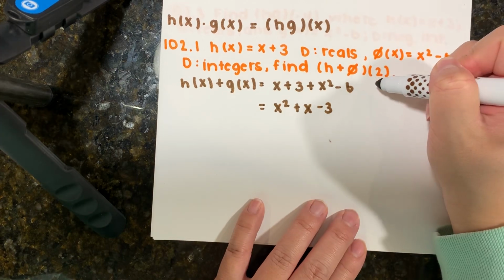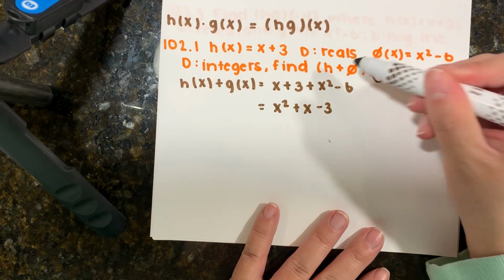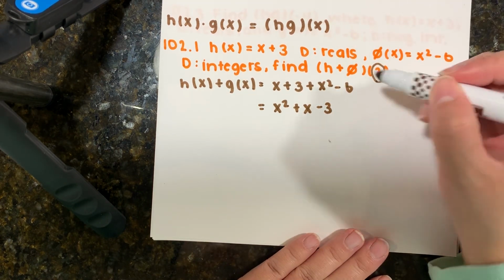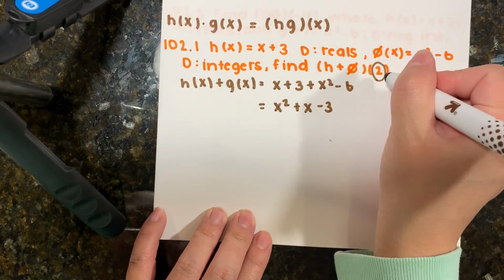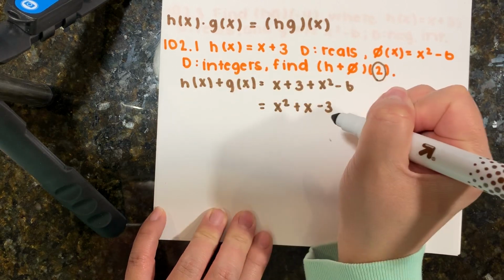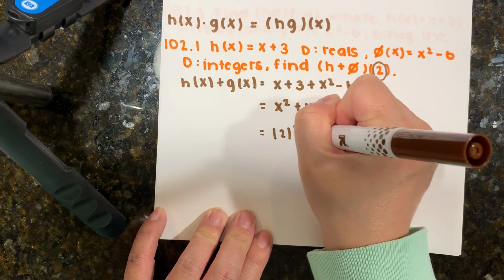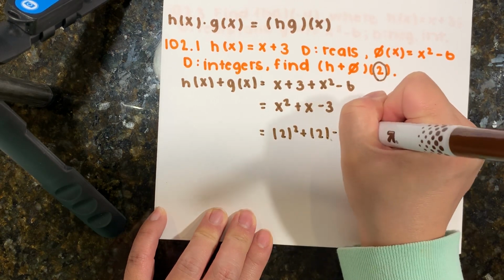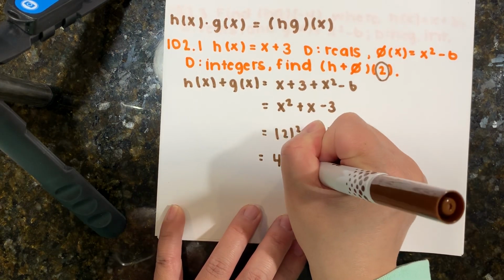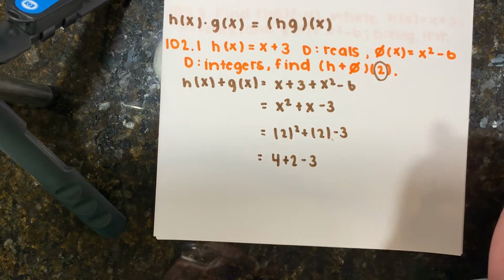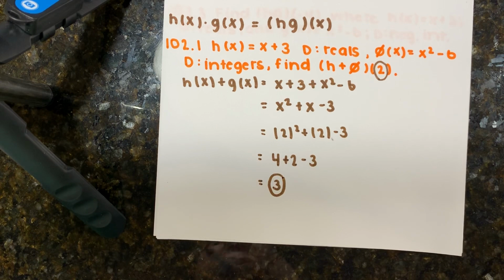Now I need to check, does this 2 fit within the domain of both of my individual functions? Is 2 a real number? Well, yes, it is. Is 2 an integer? It is. So now I'm going to plug 2 into this function, and that would become 2 squared plus 2 minus 3. That would give you 4 plus 2 minus 3. 4 plus 2 is 6, and then 6 minus 3 would be 3. And that would be your result.